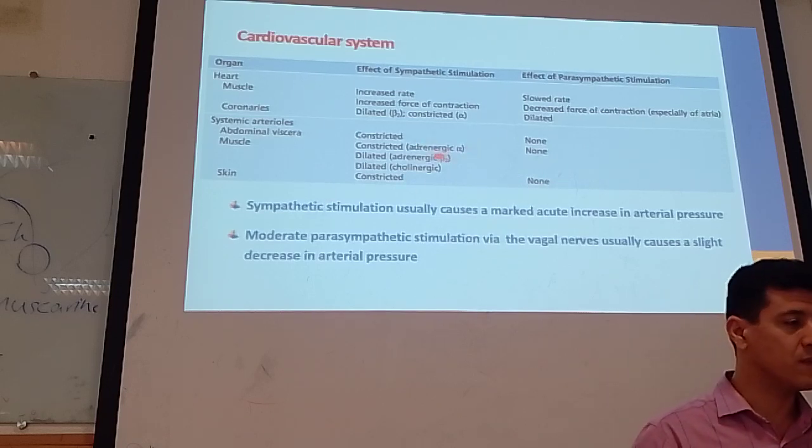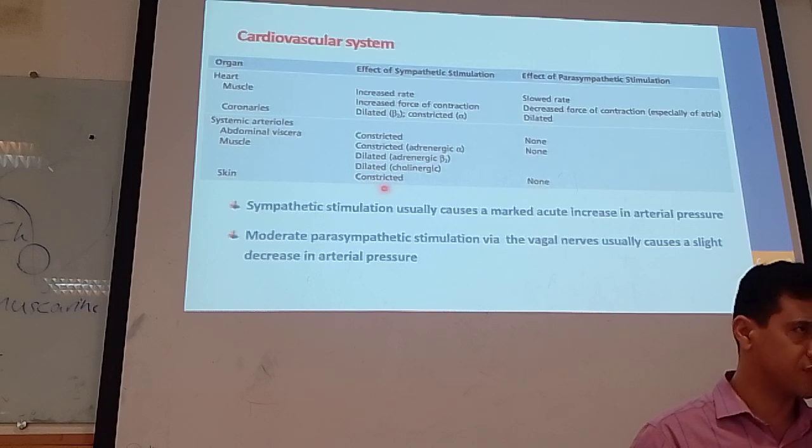So you should also memorize the receptors. So alpha receptor causes constriction. Where? Muscle. Dilation in the muscle happens through beta 2 adrenergic receptors or cholinergics. In the skin, sympathetic innervation causes constriction.